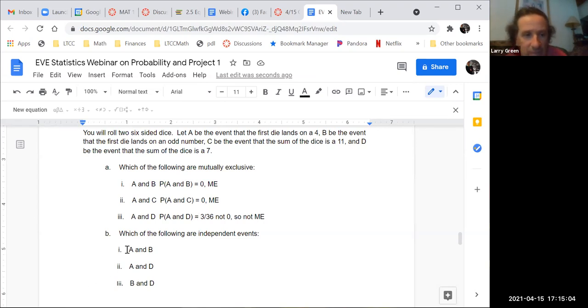Okay, part B is which of the following are independent events? A and B, A and D, B and D. So what I want you to do is work on A and B first and give me a yes or a no. Give you a minute or so, shouldn't take too long. Tell me if those are independent or are they dependent?